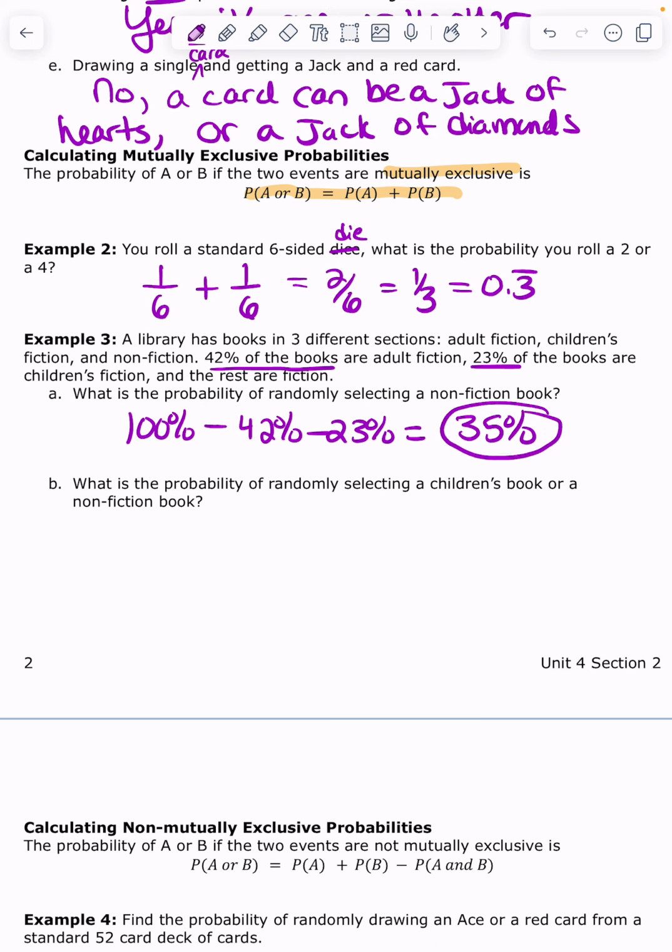And then what's the probability of randomly selecting a children's book or a nonfiction? Again, it can't be both at the same time because it's children's fiction. So we could do 23% plus 35%, which is 58%.